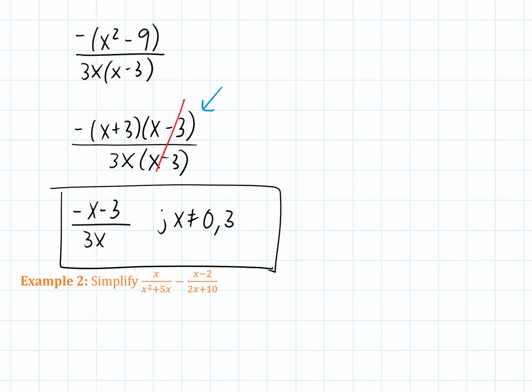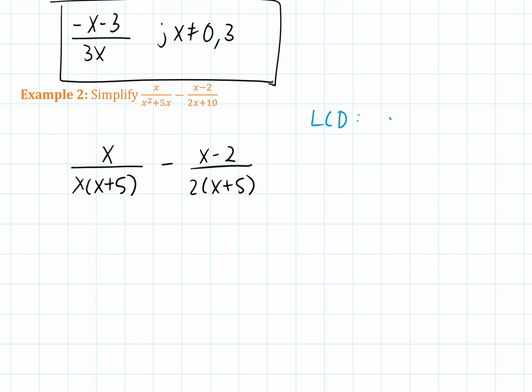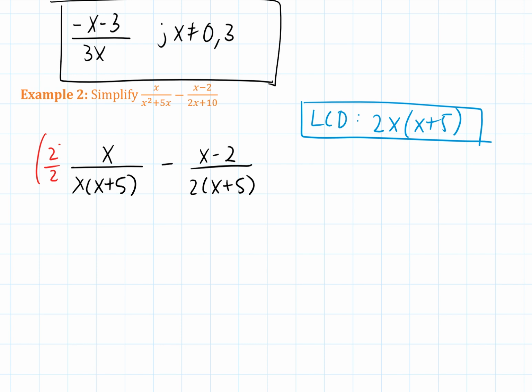And one final example for you. Let's simplify. You guys know the drill by now. Let's start by factoring the denominators so we can choose an appropriate least common denominator. Our least common denominator will need an x. It'll need a 2. It'll need an x plus 5. Here we're missing the 2. Here we're missing the x. So let's multiply those.